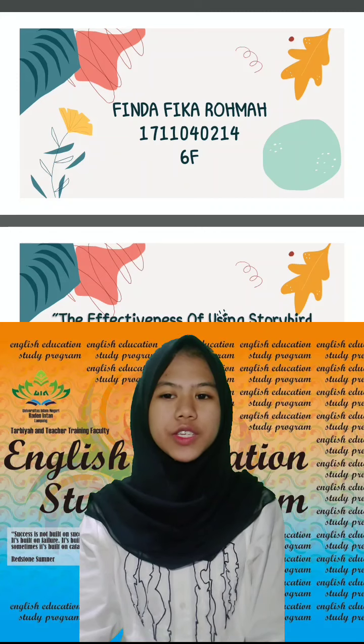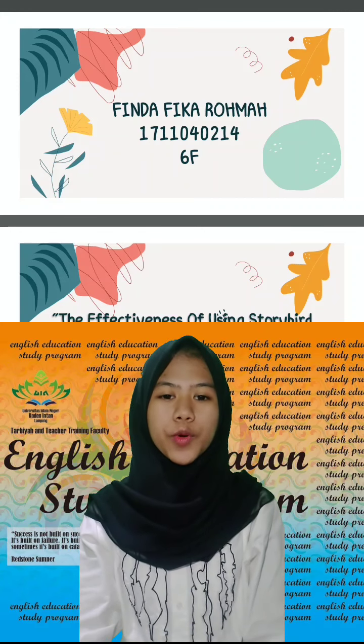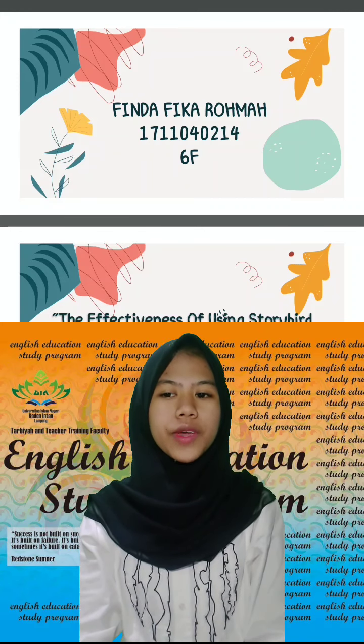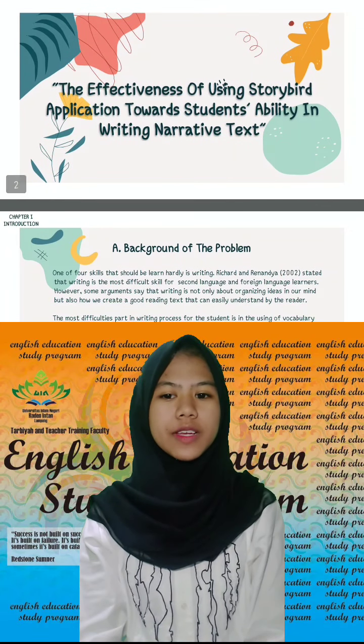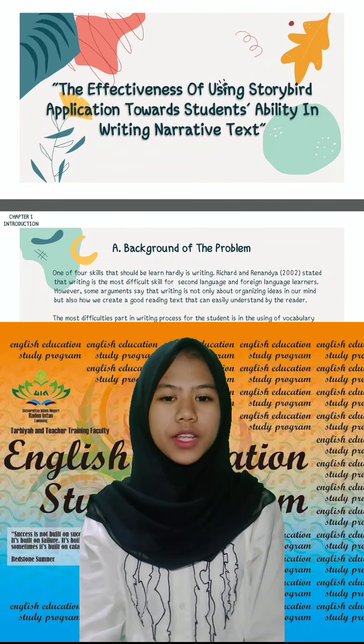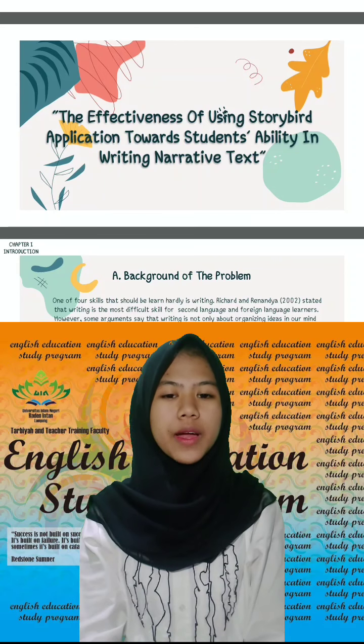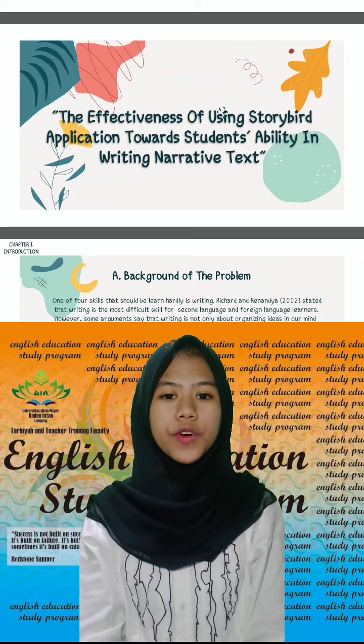In this nice occasion, let me try to present my proposal entitled The Effectiveness of Using Storybird Application Towards Students' Ability in Writing Narrative Text. Before I start to present my proposal, I would like to introduce myself first. My name is Finda Fika Rohmah with the student number 1711040214 and I'm from the 6th F class.